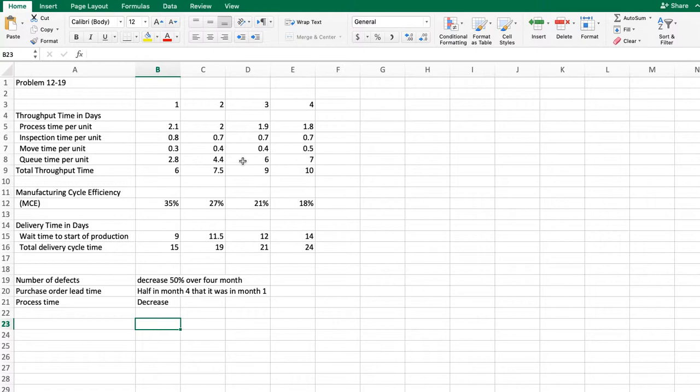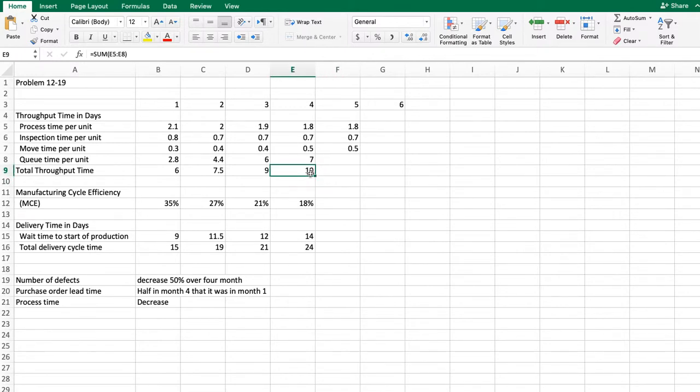Then they ask us in number 3 to assume that in month 5, so we're going to go over here and do some assumptions. Assume that in month 5, the inspection time, process time, and so forth are the same as month 4, except that the company is able to completely eliminate the queue time during production by using lean production. So what does that do to my numbers?